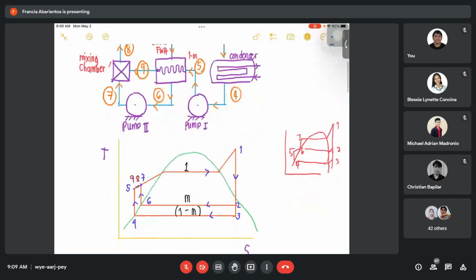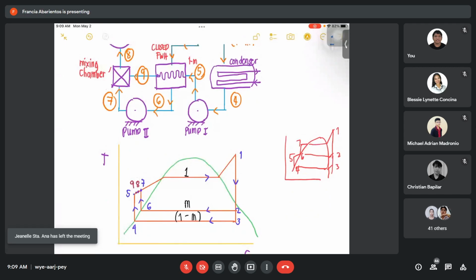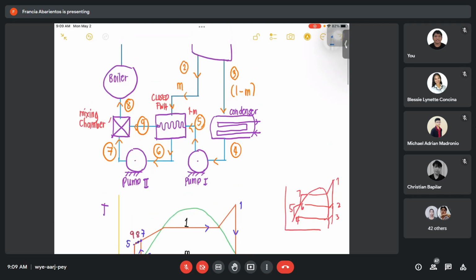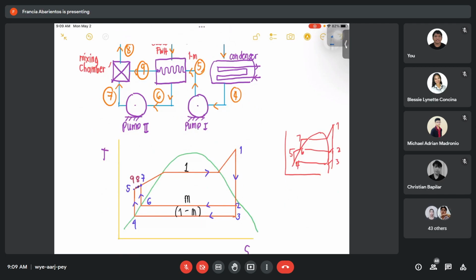Ayan. Diyan sa gitna niya. After that, si 6 to 7, magmi-mix na sila. Babalik siya dito, class. Pabalik siya dito sa gitna para mag-mix. After that, punta na doon sa boiler. Boiler natin. Kasi same pressure naman. Okay? So, paano na yung pagsosolve natin?